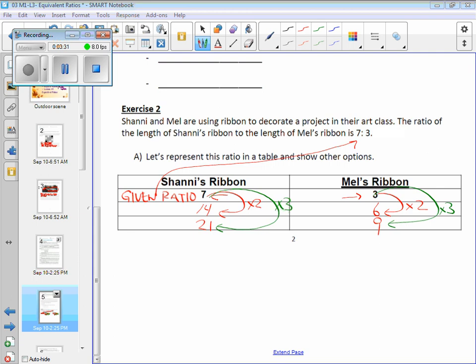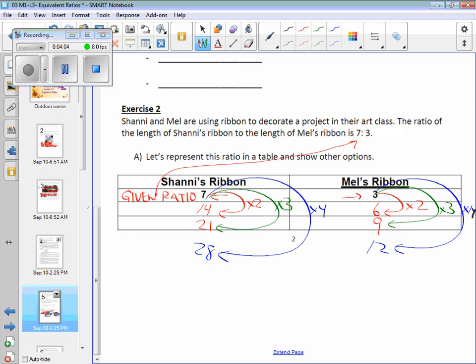And, well, now watch what I'm going to do. What's my next factor after 3? Multiply by 2, multiply by 3, multiply by 4. Watch what we can do. Starting with 7, bring out the rainbow even further. 7 times 4, everybody. 28. Can't hear you. 28. 3 times 4, everybody. 12. And that's our next string in the ratio table. And then you would continue times 5, times 6, and anytime you do that, you're creating equivalent ratios.